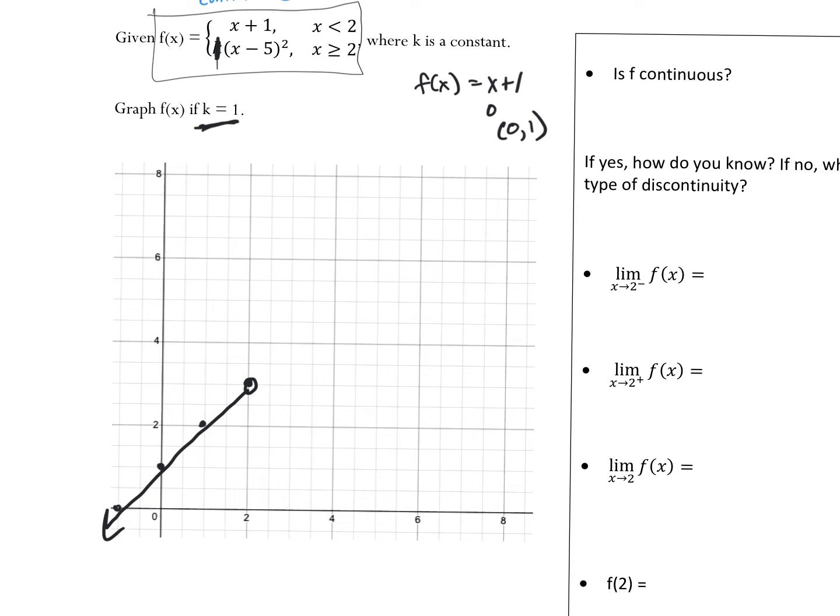But that's all that piecewise function is. You're graphing the line y equals x plus 1, but you're only graphing the ones where the x values are smaller than 2. And then likewise, to graph the other half of this, we're going to graph y equals (x minus 5) squared, and we're only going to graph that to the right of 2.